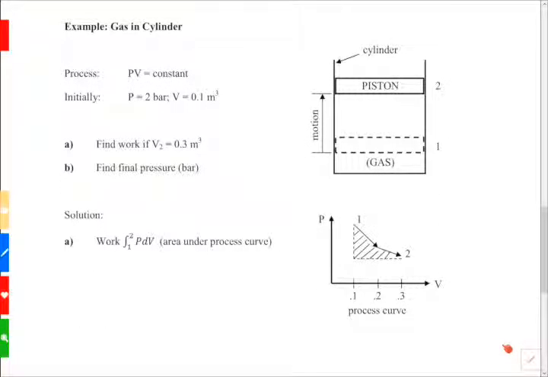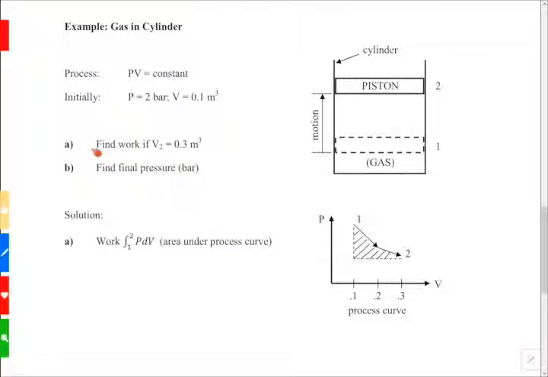Here's the geometry. We have a cylinder, and inside is a piston. It starts off at one position, and it moves to a new position. And the piston is trapping a gas. We're told that the process is pressure times volume is constant. We're told that initially we know the pressure and the volume.